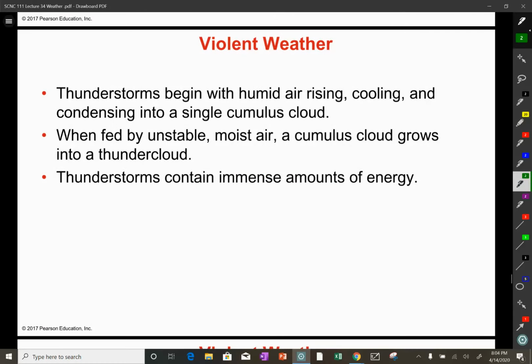Thunderstorms begin with humid air rising. If you don't have moist air, you don't get a thunderstorm, right? You're not going to get blood out of a turnip. You're not going to get rain out of dry air. You have to have humid air. And then when that humid air rises, it cools. And because it cools, water condenses. And that water condensation is what then leads to the storm. And if it's fed by an unstable, moist air, it can grow really big into a thundercloud, a thunderhead, a cumulonimbus. And these kinds of storms have great energy.